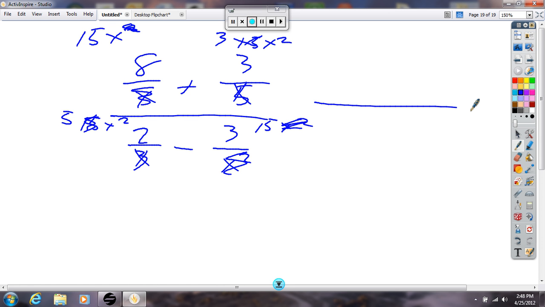Now, go back. What do we do next? Multiply. What is 8 times 15x? 120x. Plus, keep the sign. What is this? 3 times 3, 9x squared. Down here, 2 times 5, 10x squared.